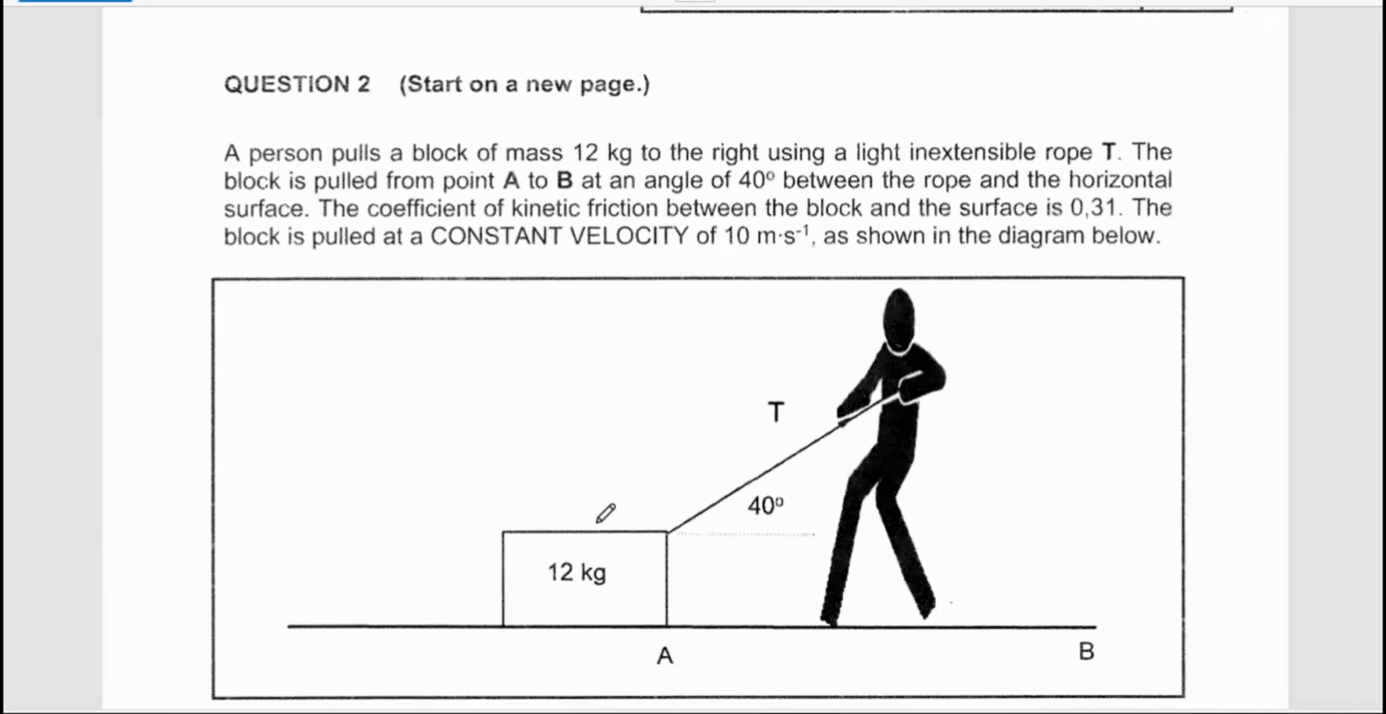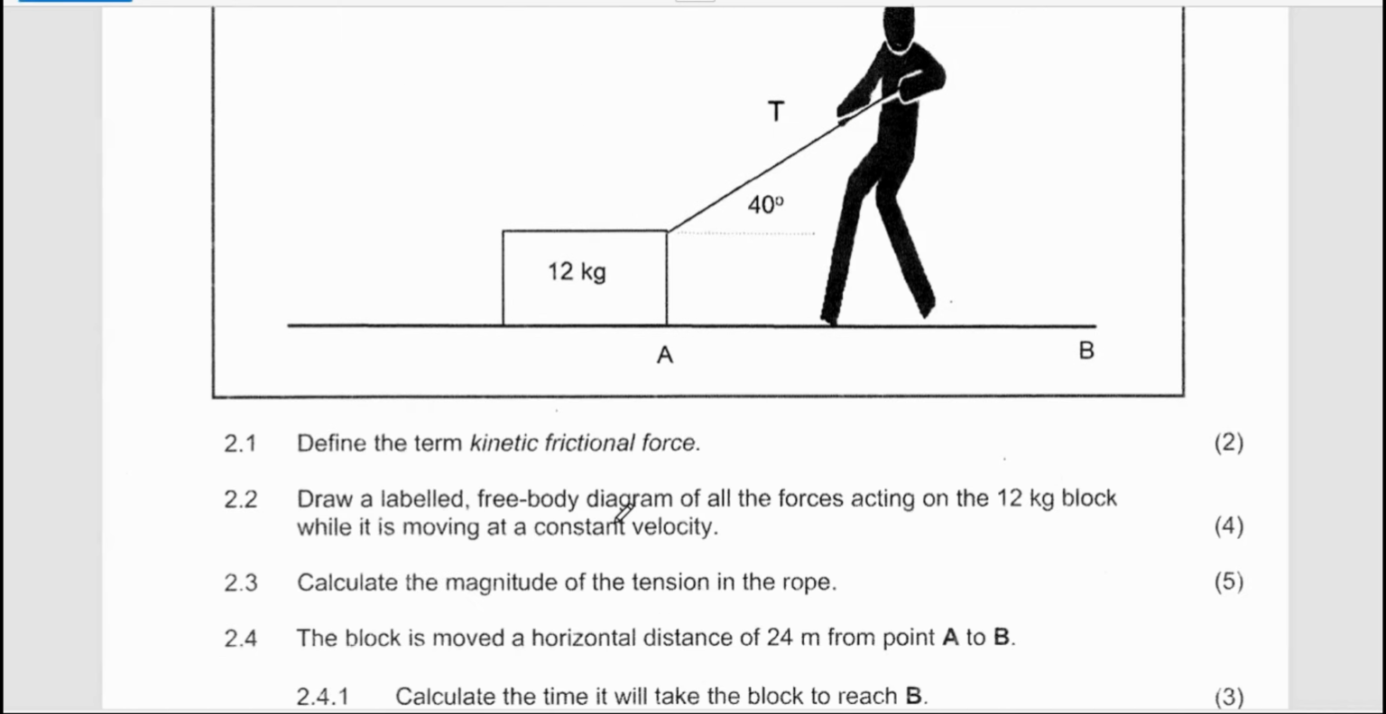And then question number 2, a person pulls a block of mass 12 kgs to the right using a light inextensible rope T. The block is pulled from point A to B at an angle 40 between the rope and the horizontal surface. The coefficient of kinetic friction is 0.31, and the block is pulled at a constant velocity of 10. Okay, so meaning the acceleration is 0. Then the first question, define the term kinetic frictional force.